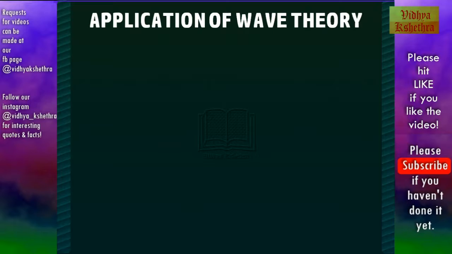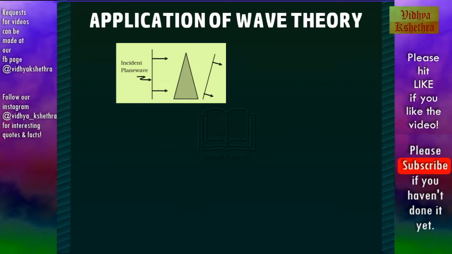Now we can see the application of wave theory to some phenomena. This is the case when light passes through a prism. When light passes through a prism, the incident plane wave gets bent as shown. This occurs because the speed of light in glass is much lesser than that in air, and since the wave has to travel a much greater distance through the base of the prism, it gets bent as shown.